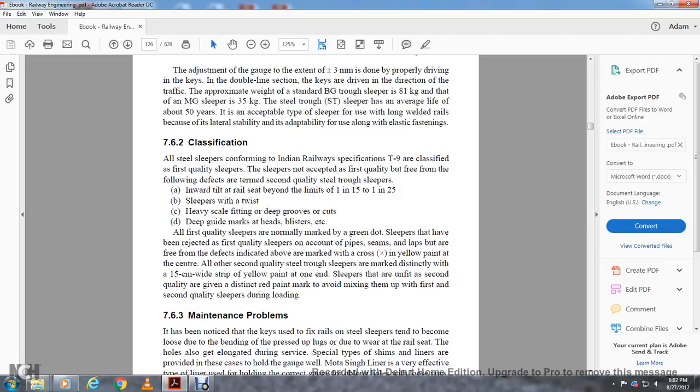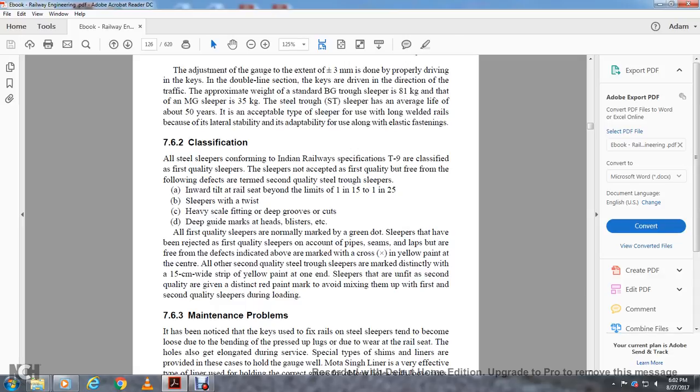7.6.2 Classification. All steel sleepers conforming to the Indian Railways specification T9 are classified as first quality sleepers. A sleeper that is not accepted as first quality but is free from the following defects is classified as second quality steel trough sleeper: inward tilt of the rail seat beyond the limit of 1 in 15 or 1 in 25, a sleeper with a twist, heavy scale pitting with a deep groove that causes deep marks, blisters on the head, etc.